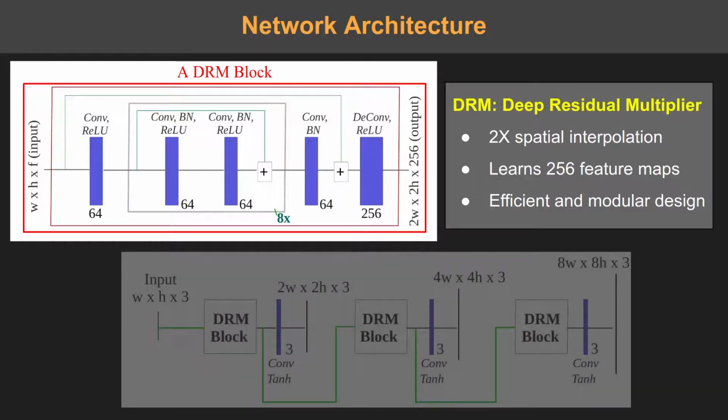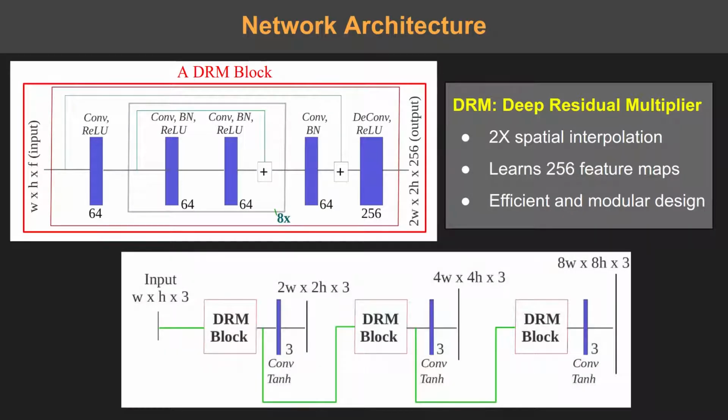This is a modular design, and hence multiple DRMs can be sequentially stacked for higher scaling factors. For instance, 1, 2, or 3 DRMs with additional bottleneck layers can be used in a series for 2x, 4x, or 8x super resolution, respectively. We follow this setup in our implementation.